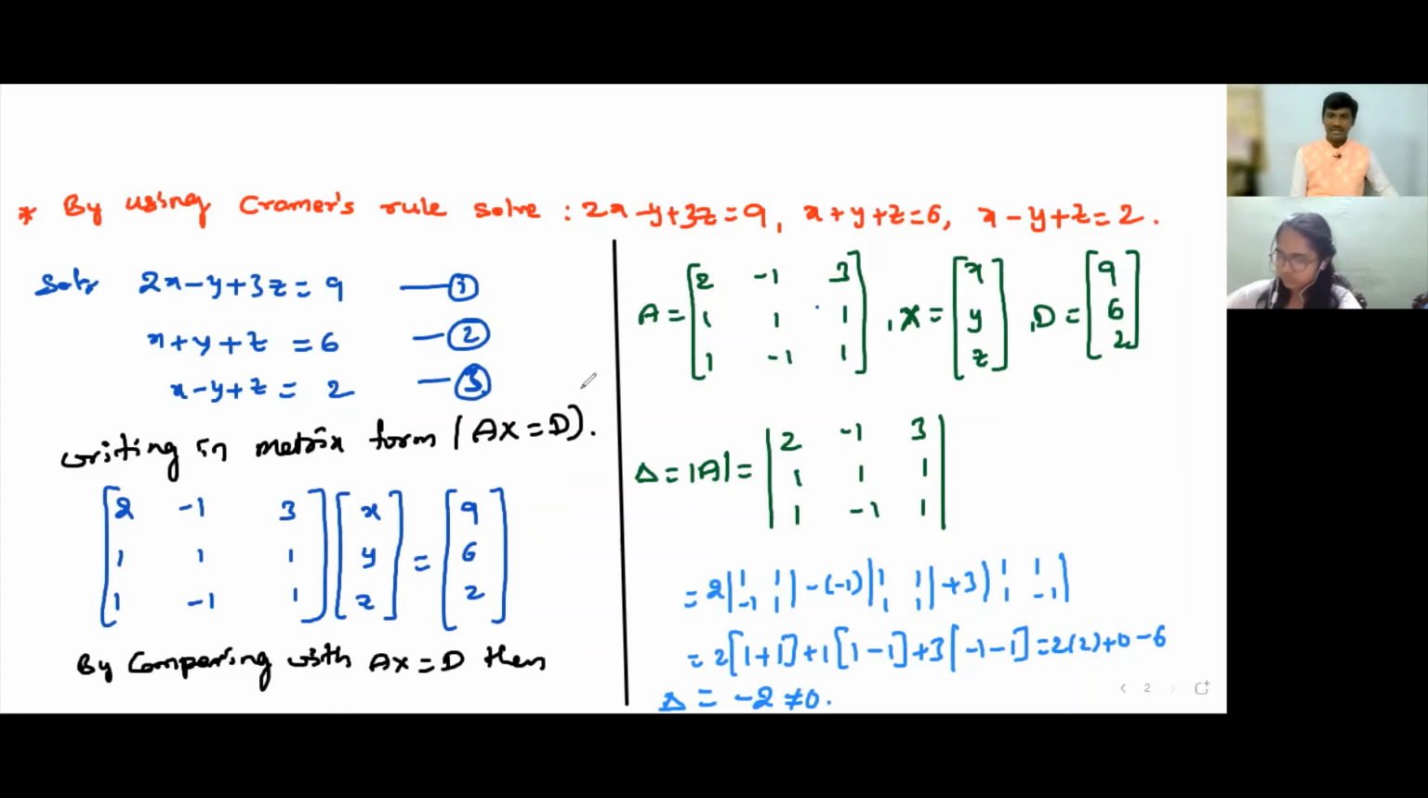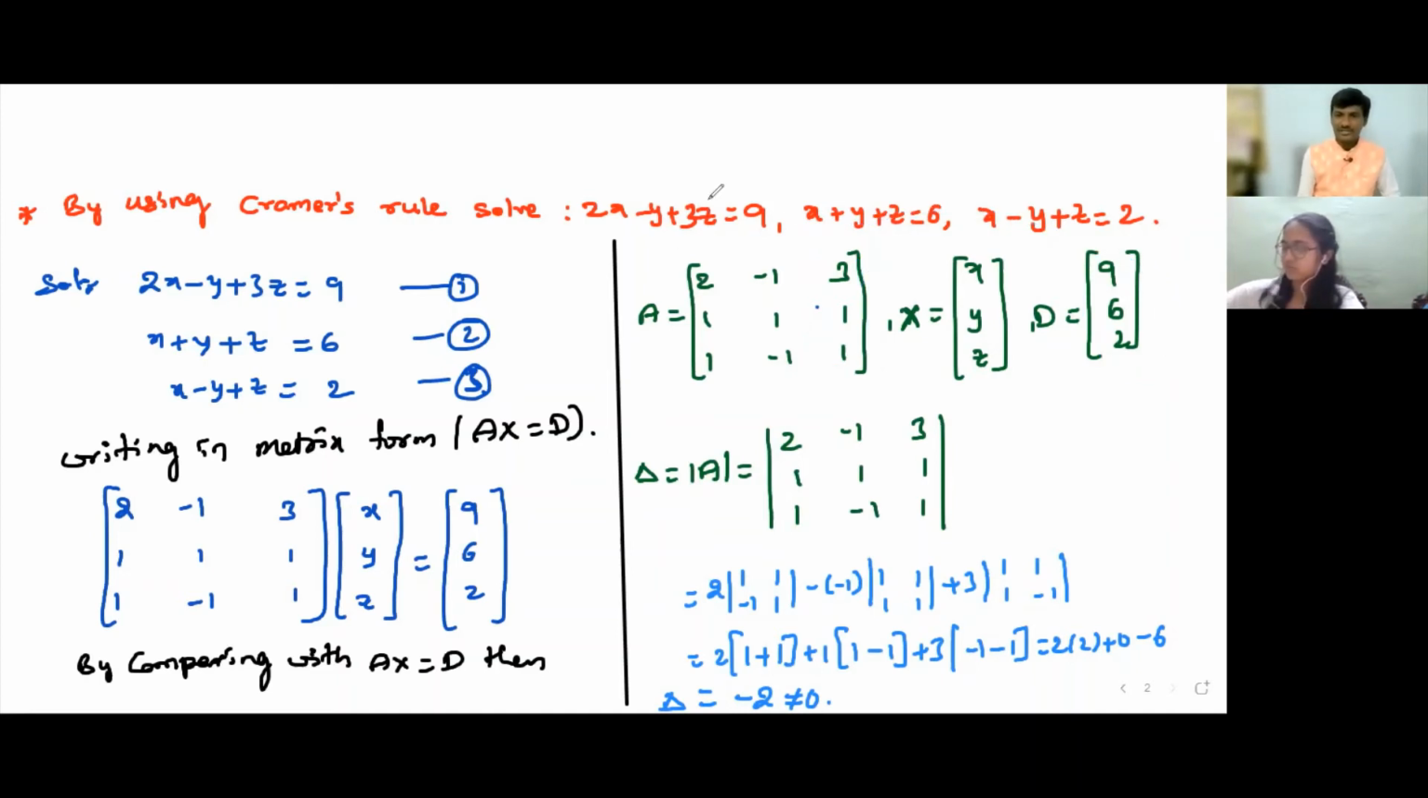After that we will find the delta 1 value. What is delta 1? It is very simple. First column we replace with the D, that is delta 1, and we will find the determinant. Similarly this D we replace in the second column and we find the determinant, that is delta 2. And the same D we replace in the third column and find the determinant value, that is delta 3. So now I am going to find the delta 1 here.